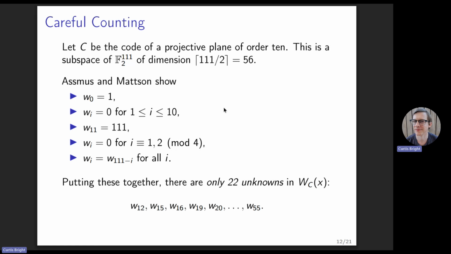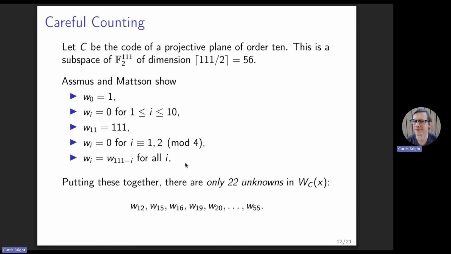There are no vectors of weights from 1 to 10. There are exactly 111 vectors of weight 11. And there are no vectors of any weight which is 1 or 2 mod 4. So that's pretty restrictive. And then there's also a symmetry condition. Essentially, it's saying the count of the vectors of large weight is equal to the count of vectors of small weight. The largest possible weight is 111, the smallest possible weight is 0, and you actually have a symmetry where the count of vectors of weight 111 is equal to the count of vectors of weight 0.